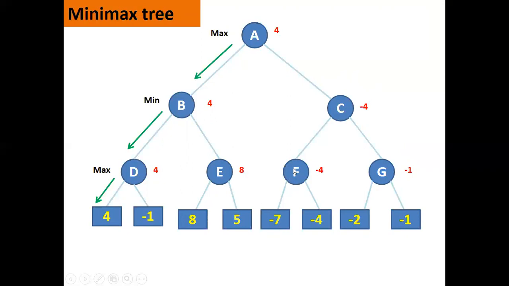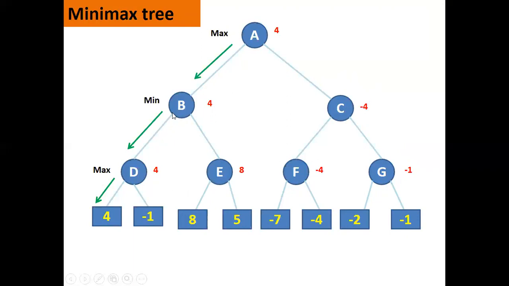Then from F, it is -7 and -4. So -4 is bigger than -7, so write -4 here. Similarly at G, -2 and -1. -1 is bigger than -2, so you select -1 as a backup value. Is it fine? Max player is playing, so he'll select the maximum value.